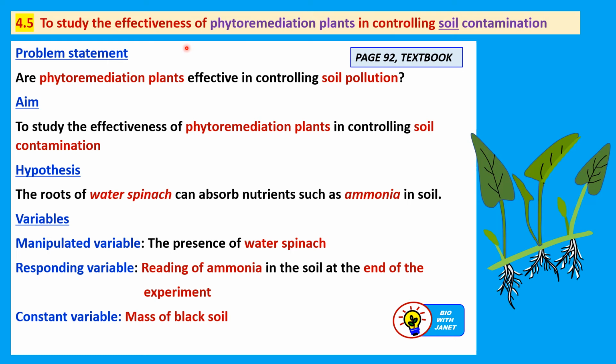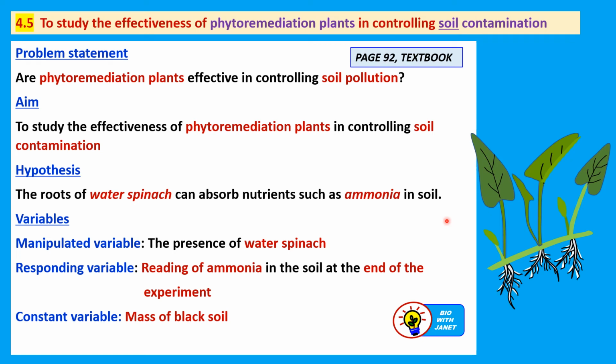Lastly is an experiment to study the effectiveness of phytoremediation plants in controlling soil contamination. Just now was water, now is soil. Okay, so problem statement: are phytoremediation plants effective in controlling soil pollution? Aim: to study the effectiveness of phytoremediation plants in controlling soil contamination.